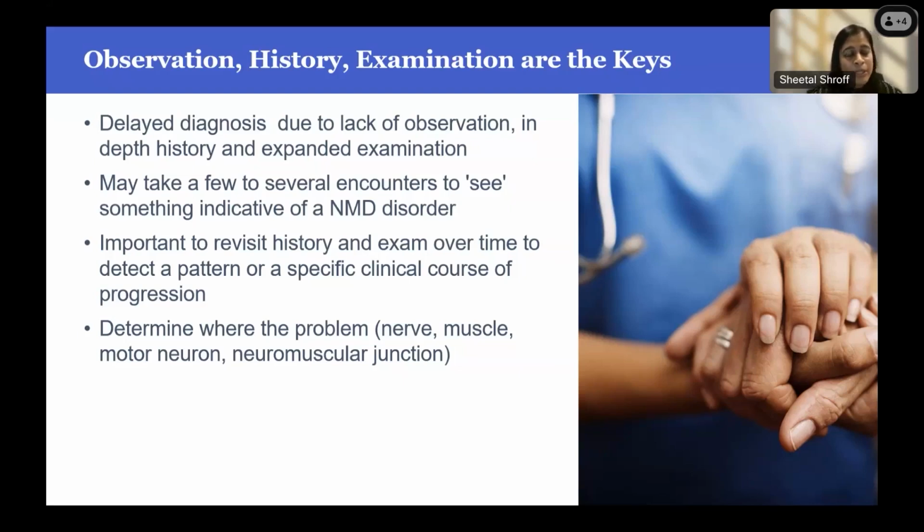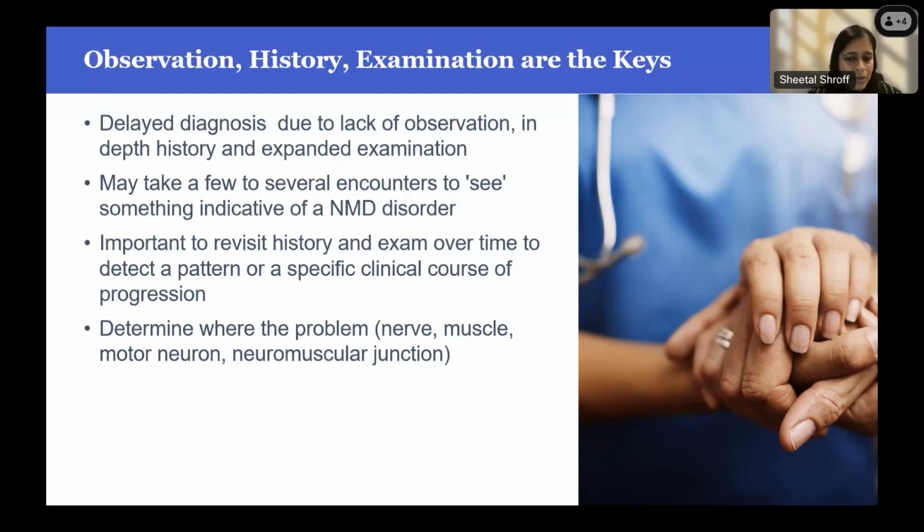And also at times it's important to revisit the history and get more details about the family history, and then repeat the examination periodically to see how the pattern of weakness or this initial presentation has changed or evolved over a period of time. And then lastly, to determine, okay, where is this problem coming from? Is it a nerve or is it a muscle, a motor neuron or neuromuscular junction? Anatomically, where is this condition arising from?